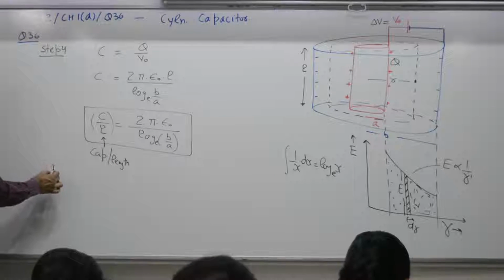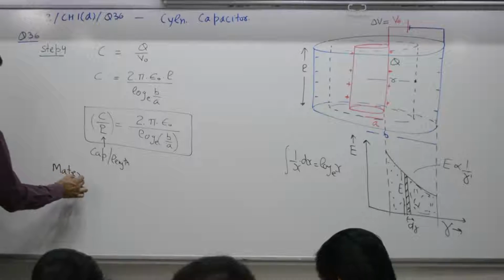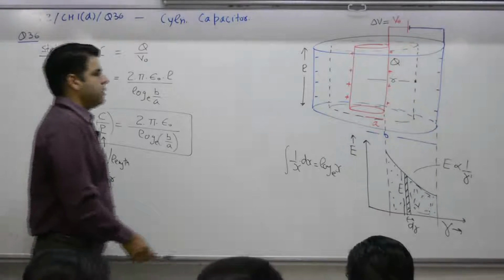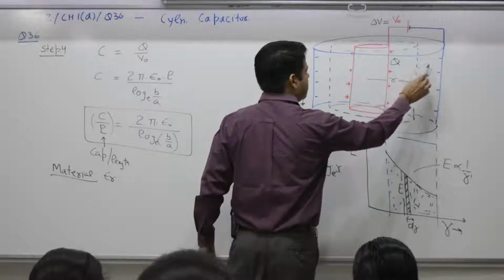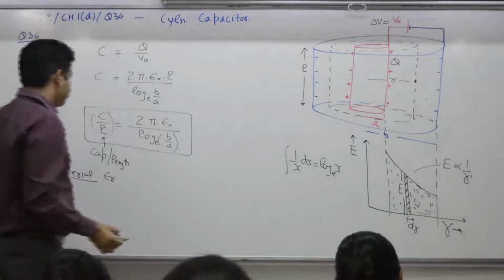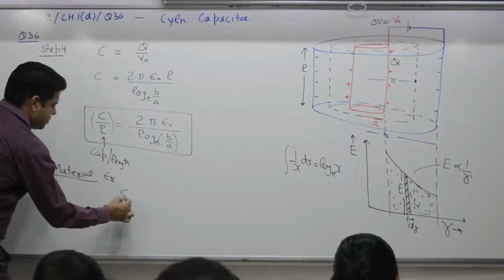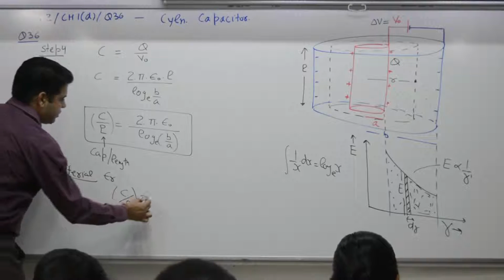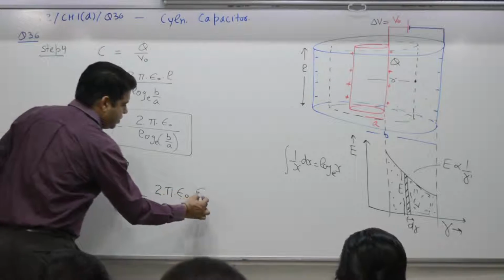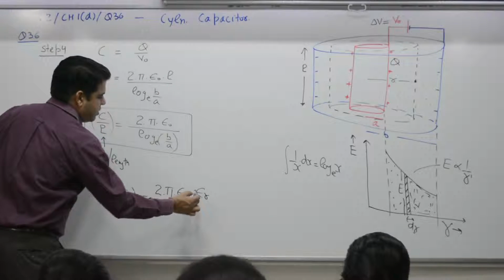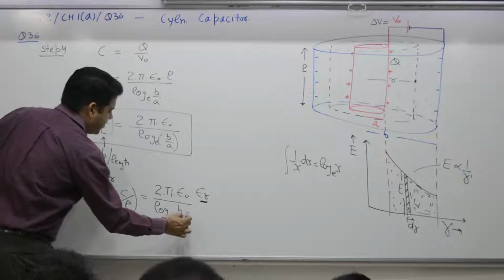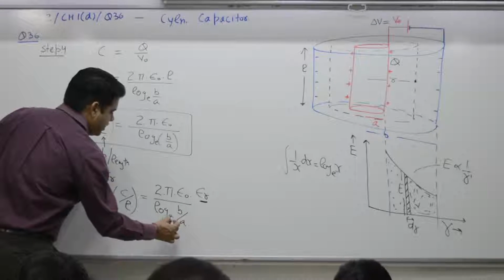If there is any material in between the two, suppose there is a material with relative permittivity epsilon r placed in between the two, then the capacitance per unit length expression is 2 pi epsilon naught into epsilon r. This factor, this parameter is extra, divided by log of b by a.